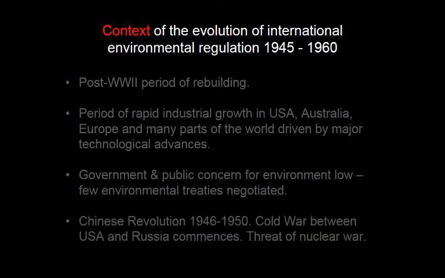And there's also the Chinese Revolution in 1946 to 1950, and the Cold War between the US and Russia commences. The threat of nuclear war during this period was a dominant international concern. And I mentioned in that first lecture the nuclear waste in the Marshall Islands, that dome of concrete, that is all the residue from the testing during the 1940s and 50s in the Pacific, which is basically put into that pile and now capped with concrete, but it's the legacy we've still got.